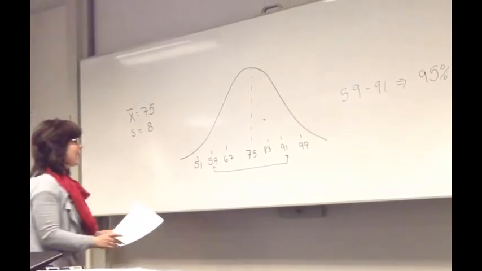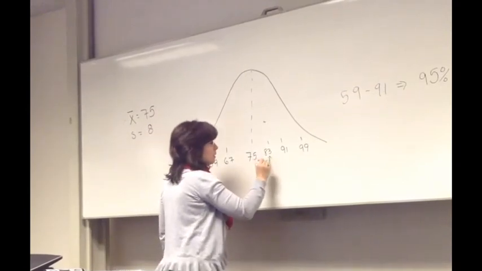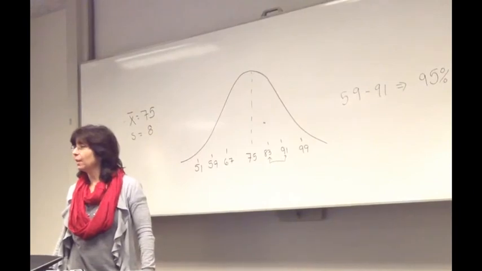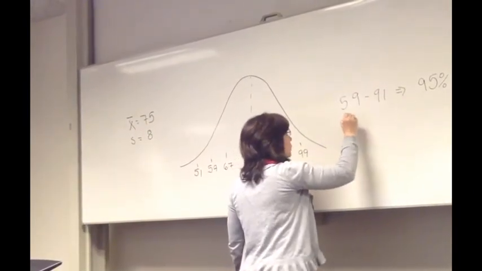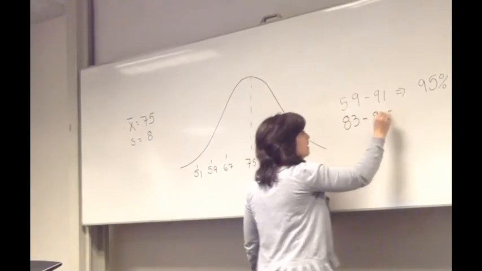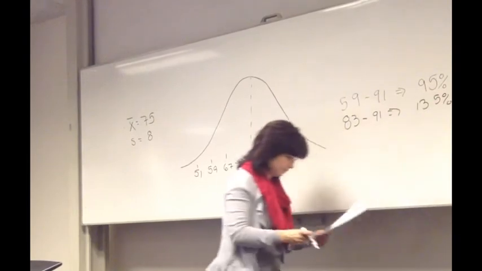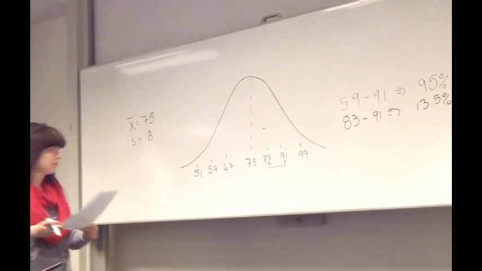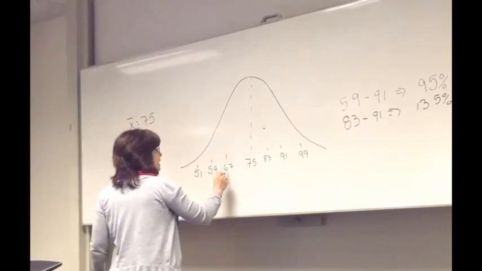How about between 83 and 91? What percentage did we find in that standard deviation there? 13 and a half. So between 83 and 91, we get 13.5%. And if 50 students took the exam, how many would have scored between 67 and 83?